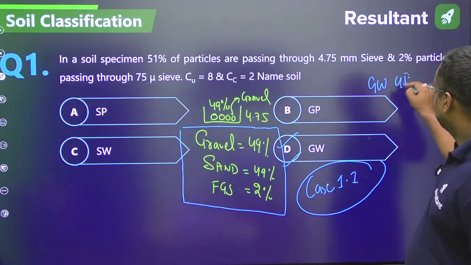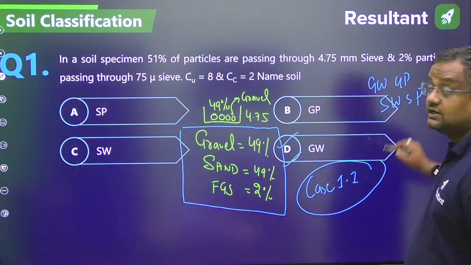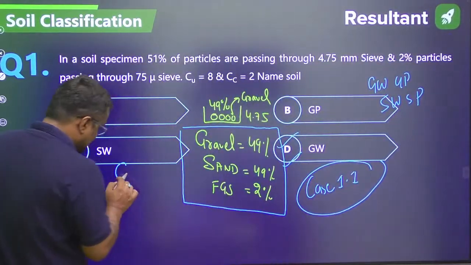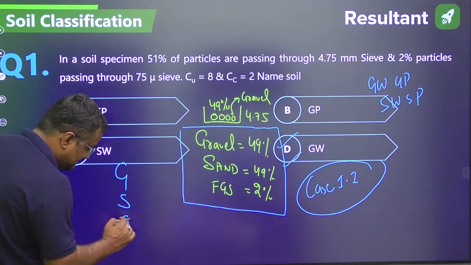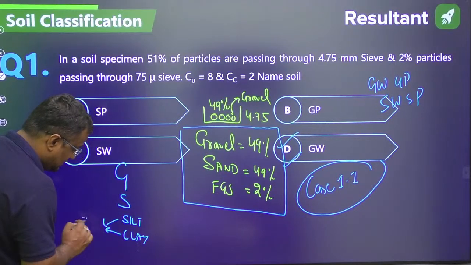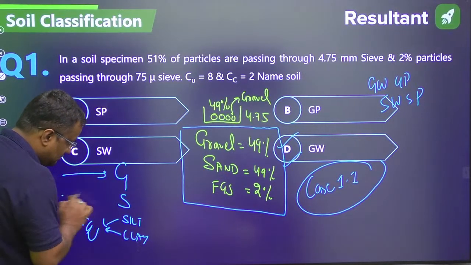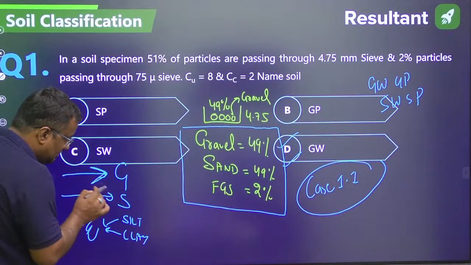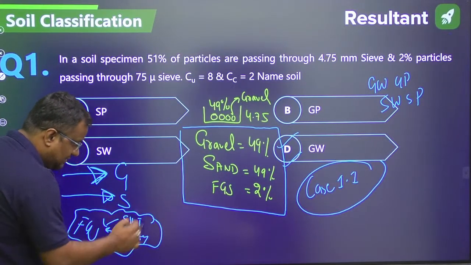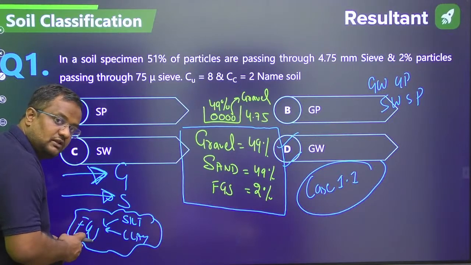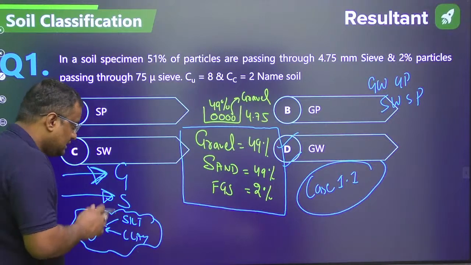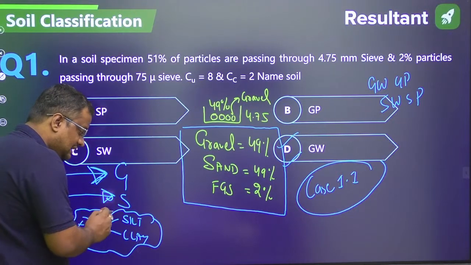Guys, when there is a tie, biggest is gravel, then sand, then silt, then clay. These are fine grained soil. If the tie is here, like BJP and Congress are tied, then the independent members will be deciding who will be forming the government.